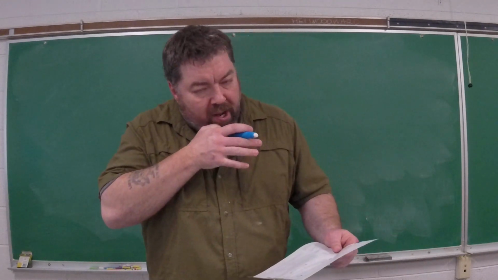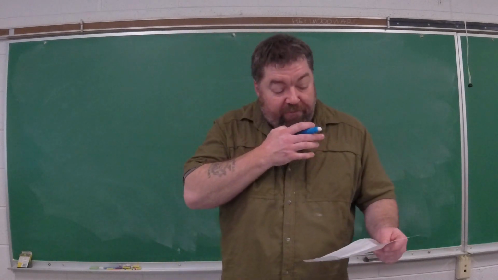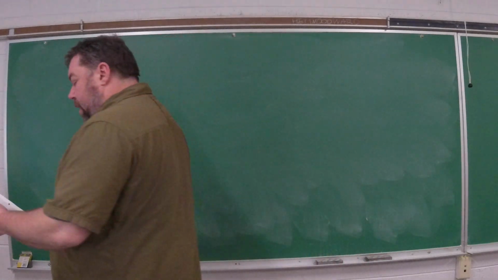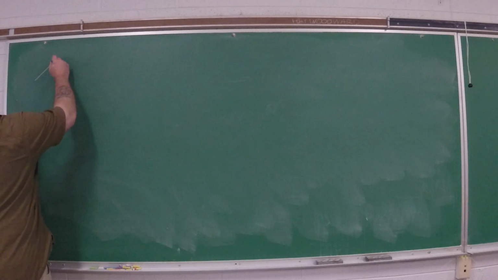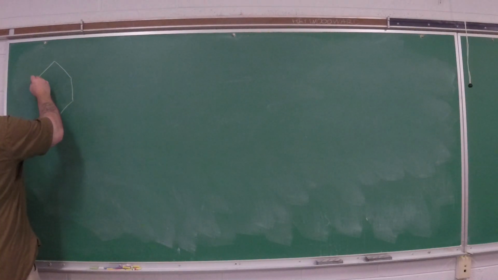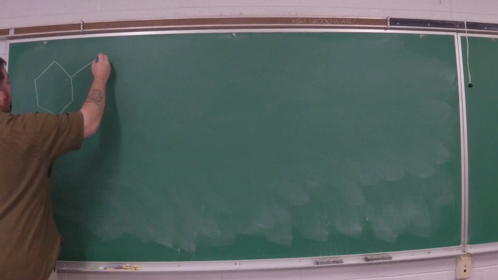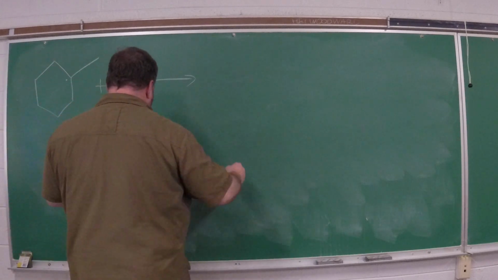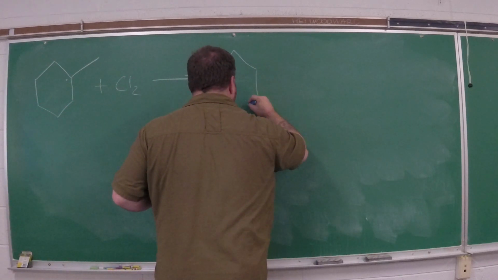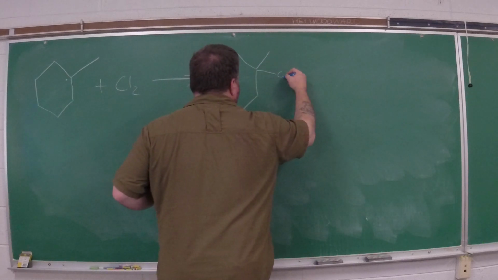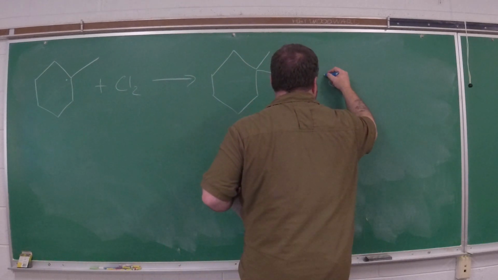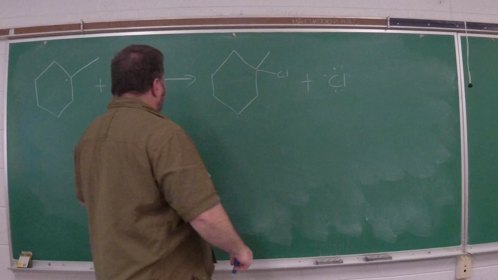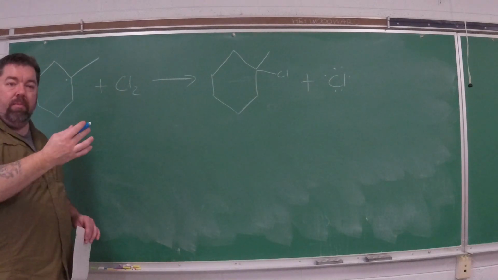All right, going to quickly do a problem drawing fish hook arrows for a radical process. Remember, half arrow for a radical. So let's take a look at this reaction right here. All right, and now this problem would ask you to draw this reaction.